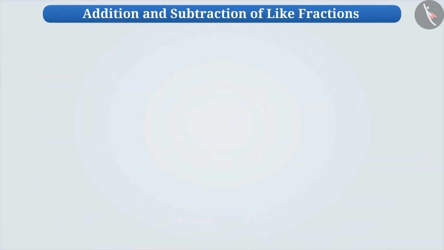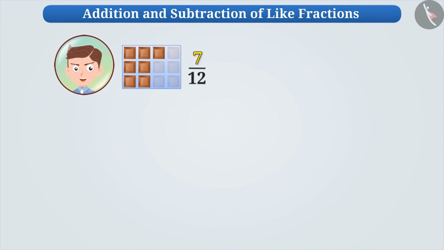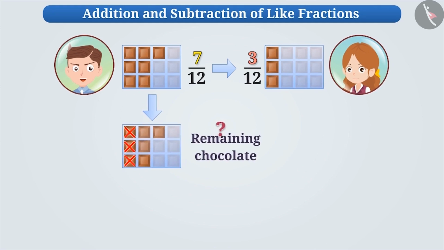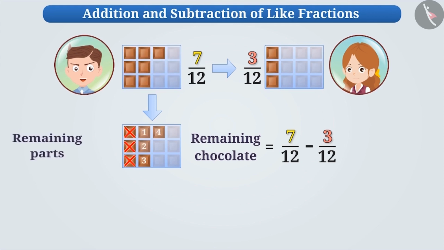Now let us suppose you have 7/12 parts of a chocolate. If you give 3/12 parts of it to your sister, then what part is left with you? In order to find that, we have to subtract 3/12 from 7/12. As you can see, after giving 3 parts from 7 parts, the remaining parts are 4. Therefore, the fraction of the remaining parts is 4/12.